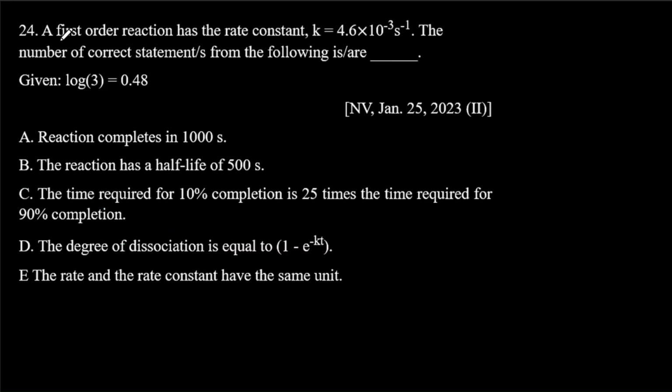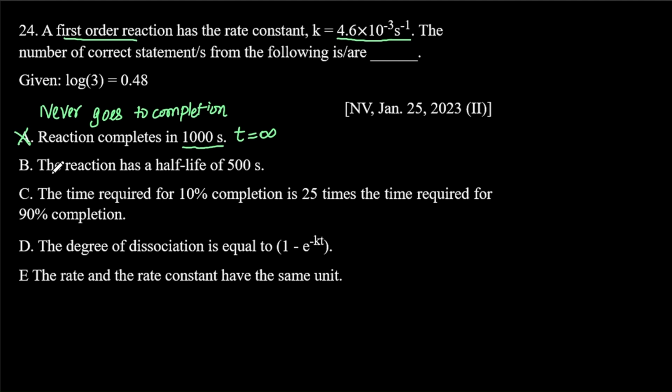The next question is, a first order reaction has the rate constant K equal to 4.6 into 10 power minus 3 second inverse. The number of correct statements from the following. The first statement is, reaction completes in 1000 seconds. A first order reaction never goes to completion practically. But theoretically it will get completed at infinite time. When you substitute the value of time as infinity, then the reaction is completed. So the first statement is wrong.